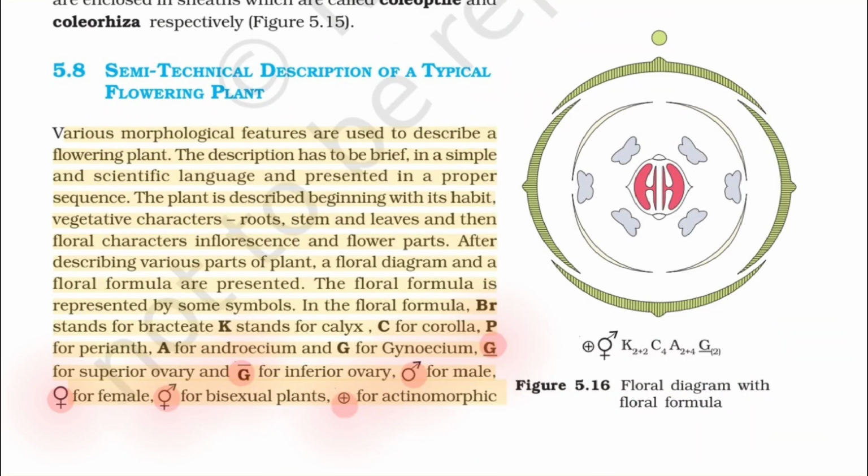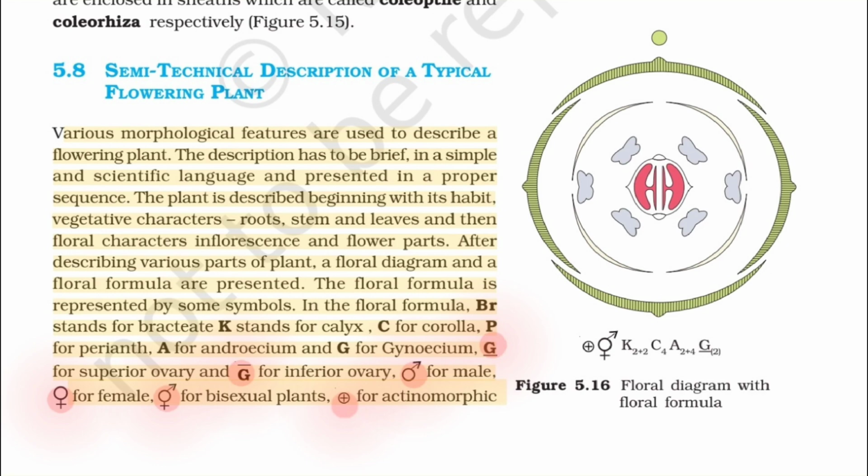5.8. Semi-technical description of a typical flowering plant. Various morphological features are used to describe a flowering plant. The description has to be brief, in a simple and scientific language and presented in a proper sequence. The plant is described beginning with its habit, vegetative characters, roots, stem and leaves, and then floral characters, inflorescence and flower parts. After describing various parts of the plant, a floral diagram and a floral formula are presented.